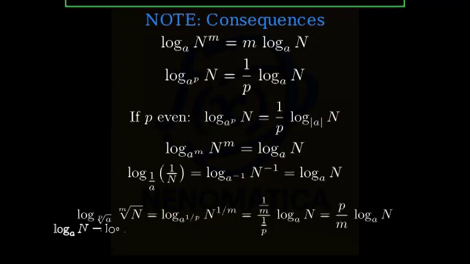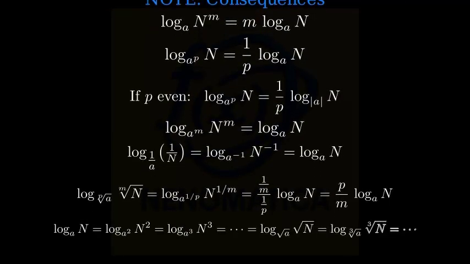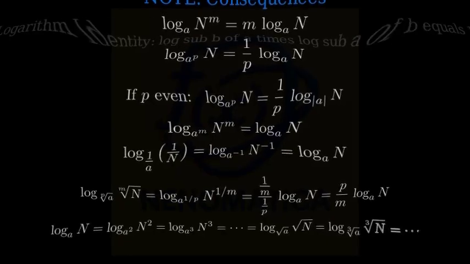Summary. We proved that log base a to the p of n to the m equals m over p times log base a of n. Theorem. The product of log base b of a and log base a of b equals 1.